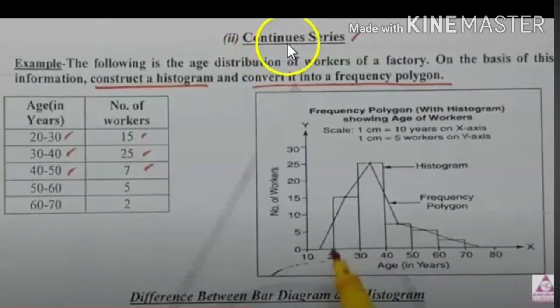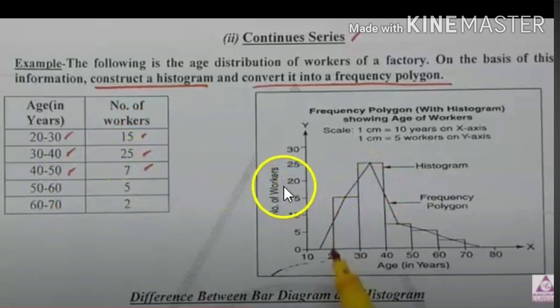Next is continuous series. Okay, so you can see continuous series. The following is the age distribution of workers of a factory. On the basis of this information, construct a histogram and convert it into a frequency polygon. So you can see it's a continuous series: 20 to 30, 30 to 40, 40 to 50, 50 to 60, 60 to 70, and the number of workers is given: 15, 25, 7, 5, 2.